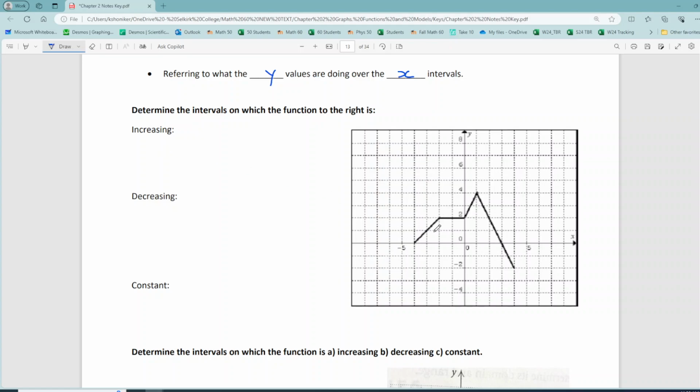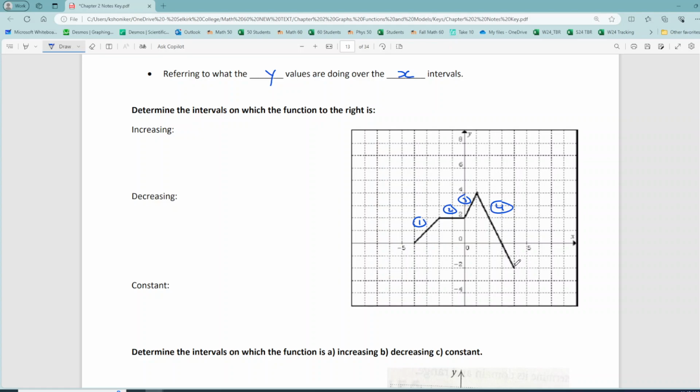So if I look at this graph, it is made up of 1, 2, 3, 4 pieces. And what's happening is that in this piece here, what are the y values doing? I go from 0 to 2. Well, they're increasing. In this second section here, what's happening to the y values? Well, it's always 2, so they're constant. From here, they're going from 2 to 4, so they're increasing again. And then lastly, from here to here, the y values are decreasing from 4 to -2.